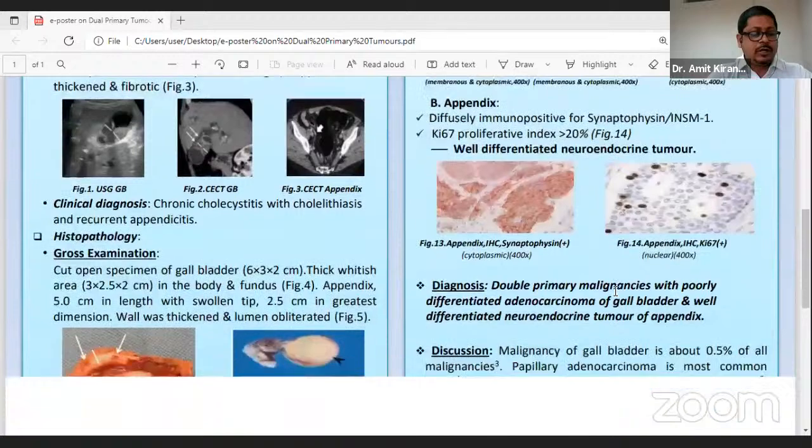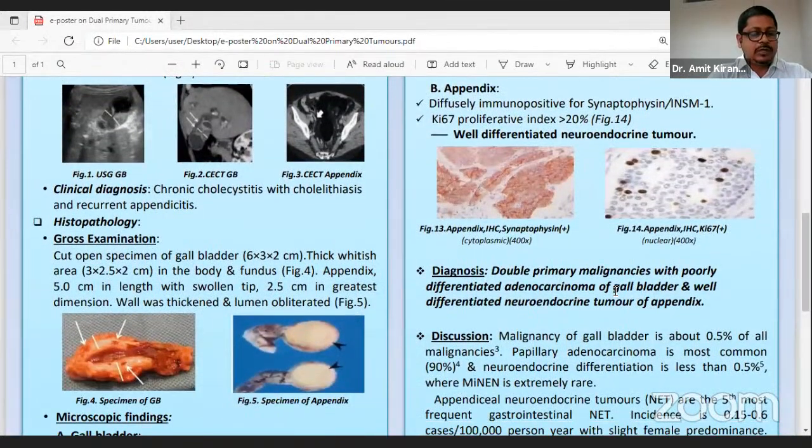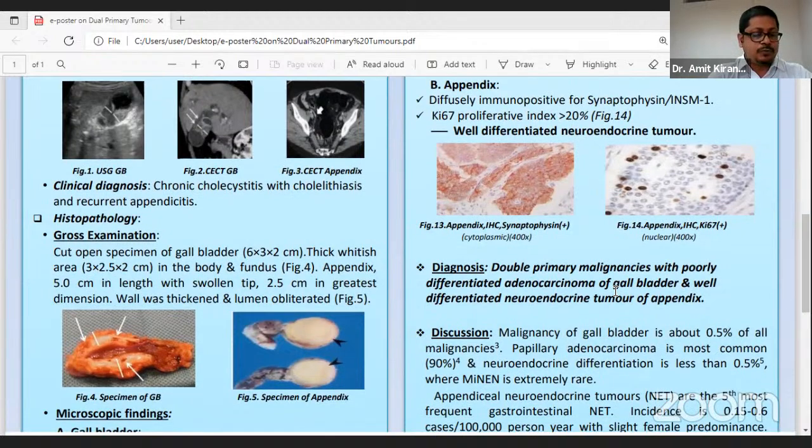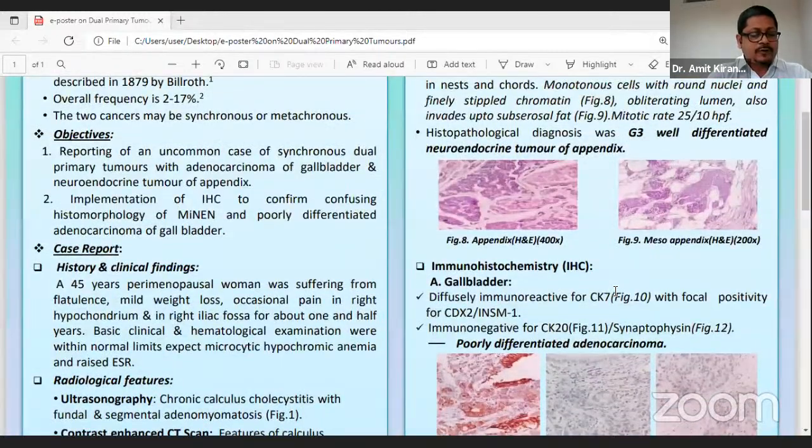On gross examination, gallbladder measuring 6 x 3 x 2 centimeter with a thick whitish area of 3 x 2.5 x 2 centimeter in the body and fundus, figure 4. The appendix is 5 centimeter long with swollen tip, 2.5 centimeter in its greatest dimension, wall thickened, lumen obliterated, figure 5. On microscopy, gallbladder showed two patterns.